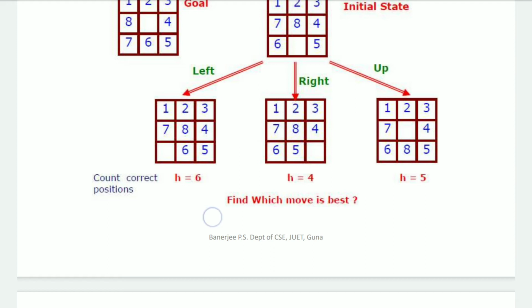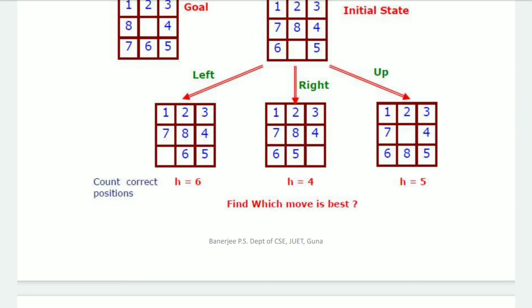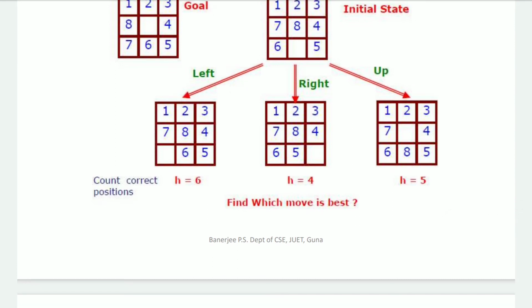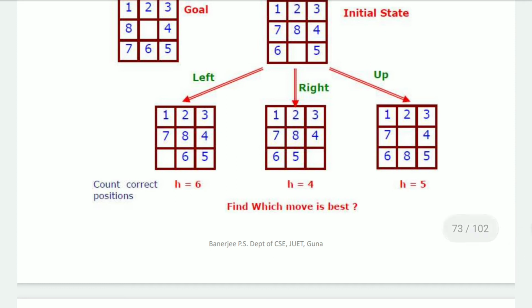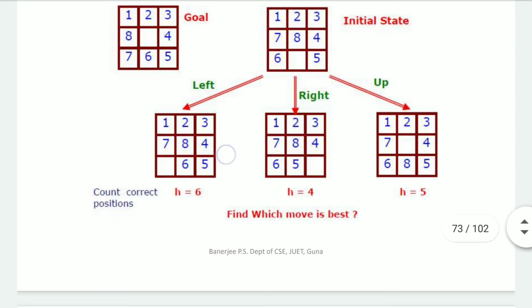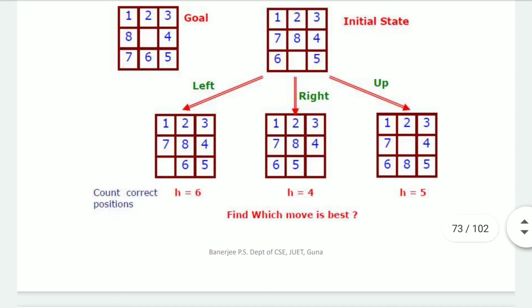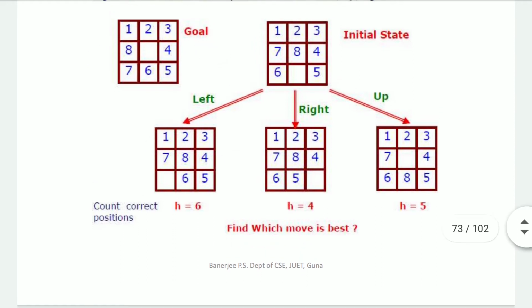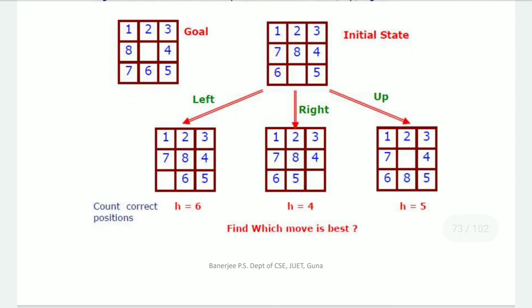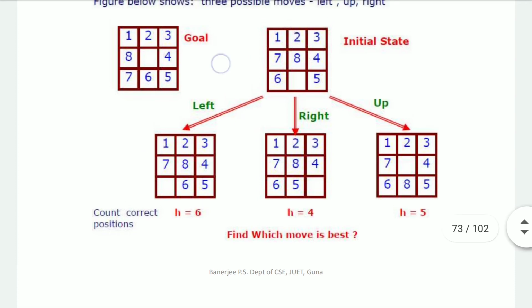Now I am supposed to find out which move is the best. How did I get the value of H for the movement of the blank element towards left? This can be calculated very easily, right? What I have to see is what are the elements in this left move. After the left move of the blank element, what are the elements that are in the right position? How am I going to compare it? I'll be comparing this whole left move of the blank element with that of the goal state.